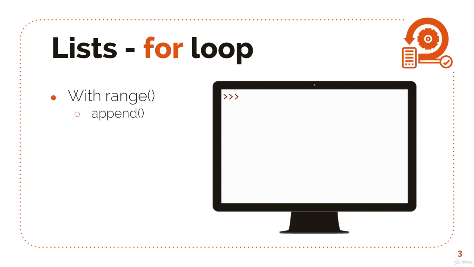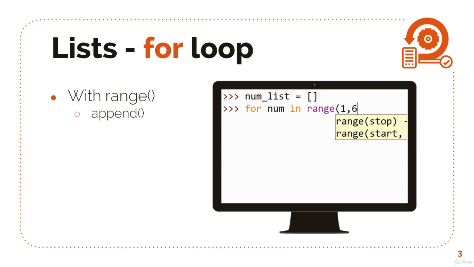Firstly, you have the append method. So you start off with an empty list, and then you write 4 numbers in range 1 to 6. And then use the append method to add those numbers into the empty list.